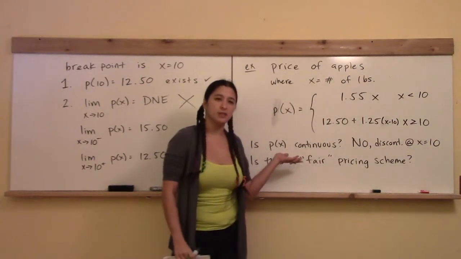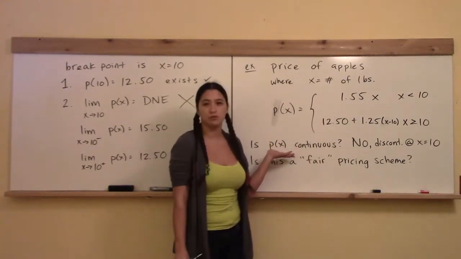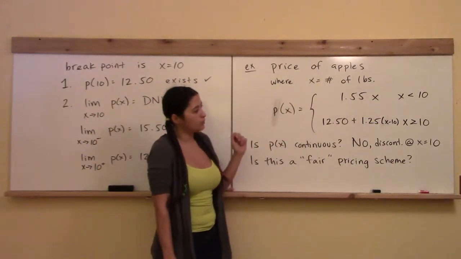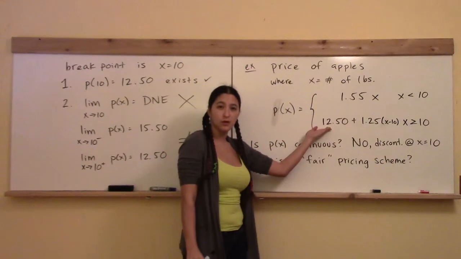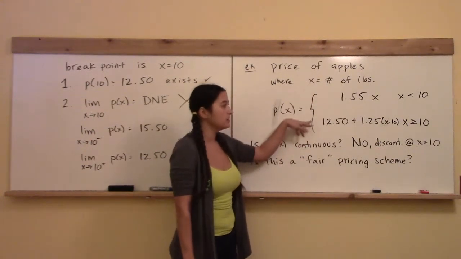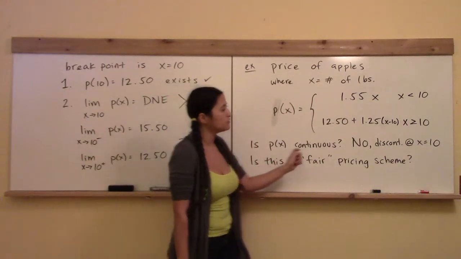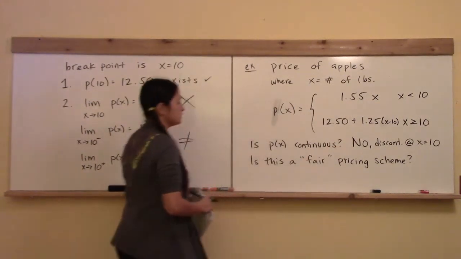However, if I asked you, is this function continuous at x is equal to 4? Yes, because it's just a polynomial. How about x is equal to 20? Yes, because this is just a polynomial. It's actually two linear pieces. But the place that it breaks down in continuity is at the breakpoint x is equal to 10.